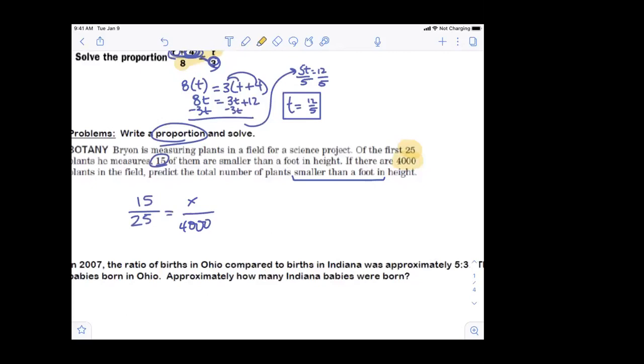Okay. Once we write our proportion, then we just cross multiply to solve. 15 times 4,000 and then 25 times X. 25 times X equals 15 times 4,000, which I'm going to do off to the side. 60,000. So there's 4 zeros behind that, 60,000. Now last step is to get x by itself. So I'm going to divide by 25. So 60,000 divided by 25 is 2,400 plants.